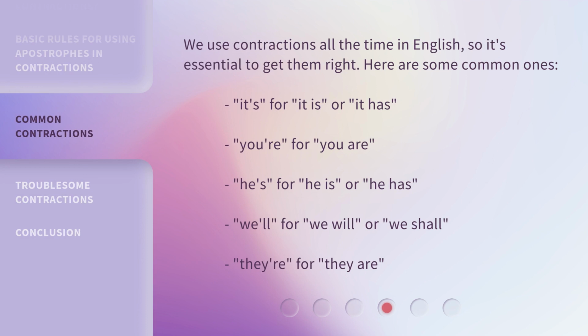We use contractions all the time in English, so it's essential to get them right. Here are some common ones. It's for it is, or it has. You're for you are. He's for he is, or he has. We'll for we will, or we shall. They're for they are.